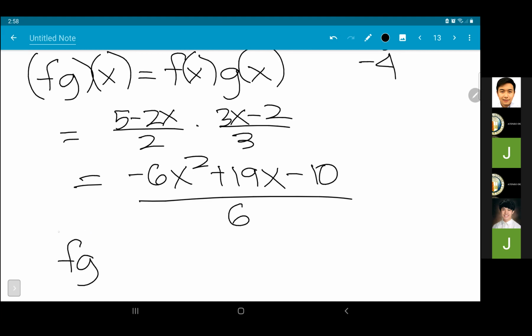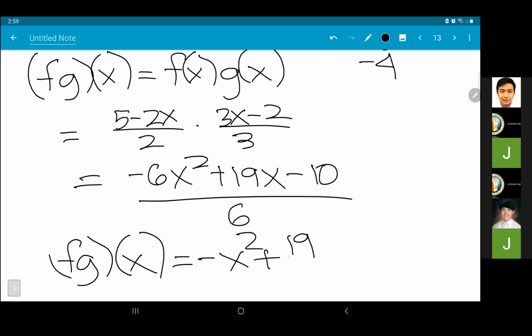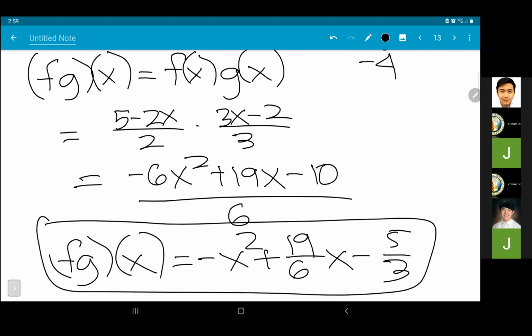So fg of x, since this is just a quadratic, you should have ax squared plus bx plus c. So it's better to write it this way. Okay, do you have any questions so far on simplification?